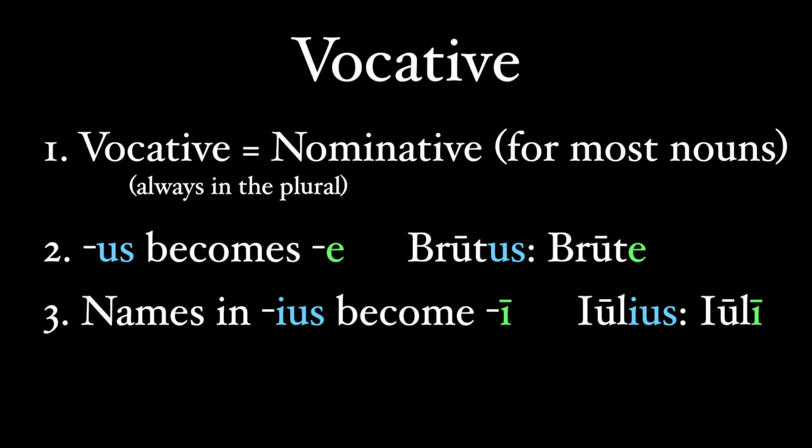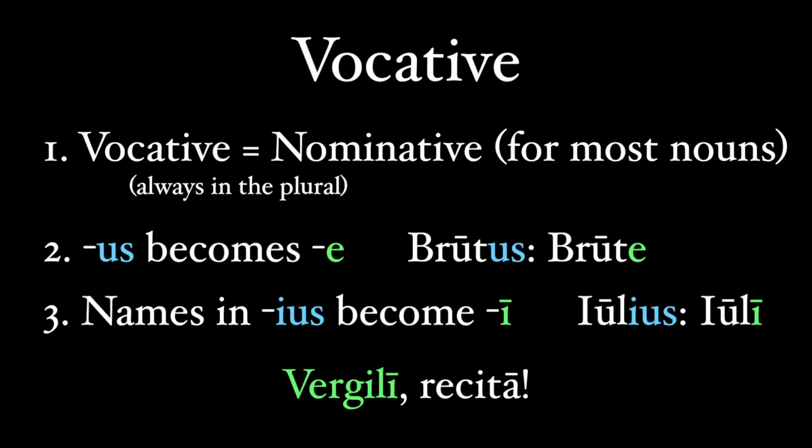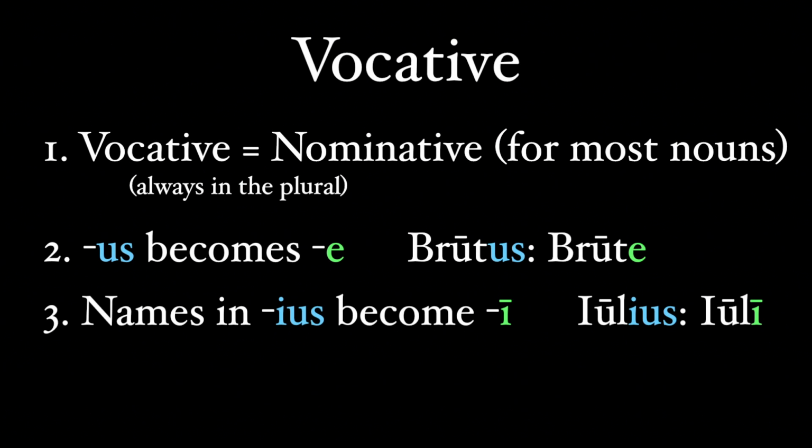Since the vocative is the case of direct address, the case for the name or term of the person you're talking to, you're going to find it used a lot in sentences with the verb in the second person. Marce, quid tu agis? Marcus, what are you doing? You'll also find it used a whole lot with imperatives, commands, like Vergili, recita, and Iuli, dic mihi omnia. So the vocative case is pretty simple, because in most situations, the vocative ending is exactly identical to the nominative, with second declension singular masculine nouns the only exception.